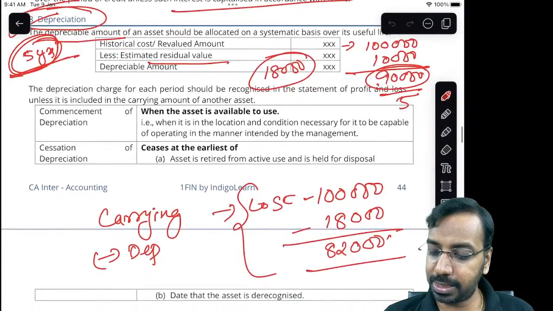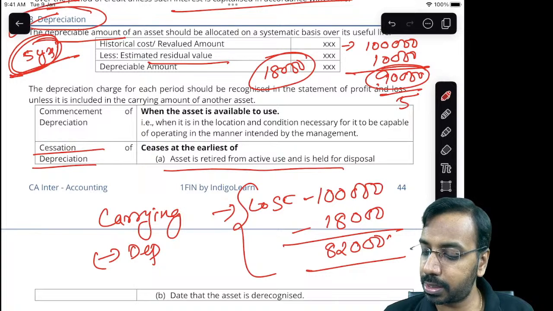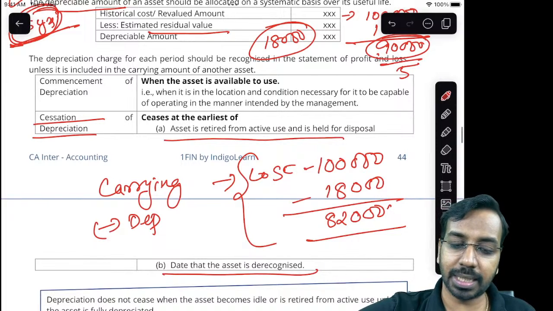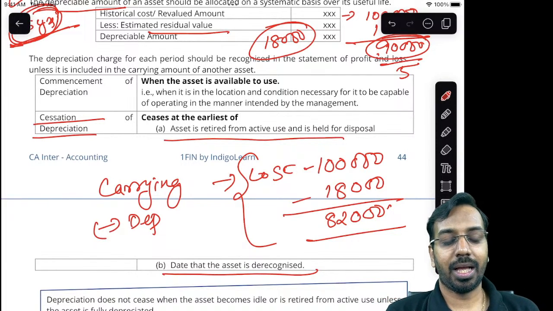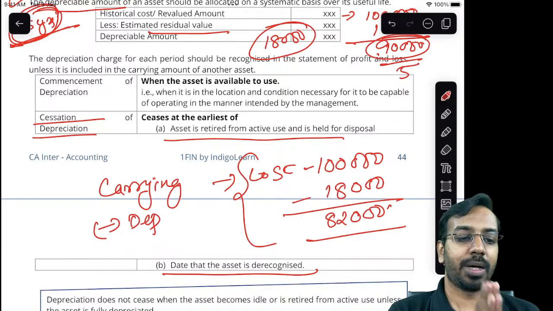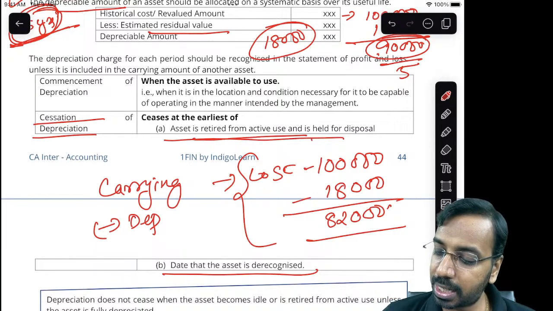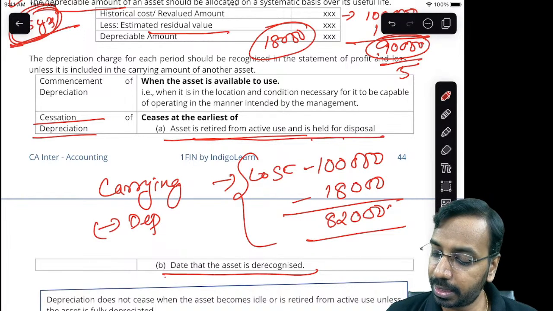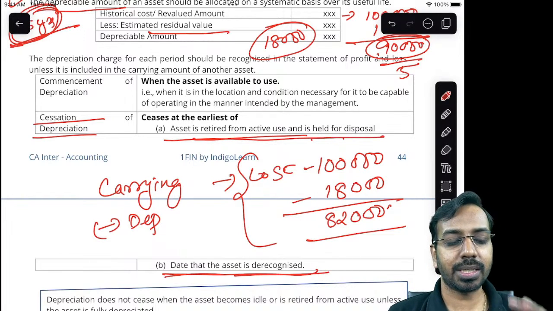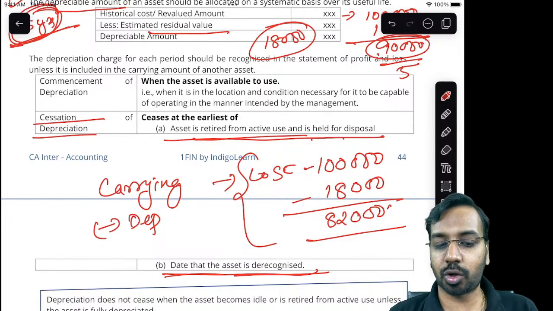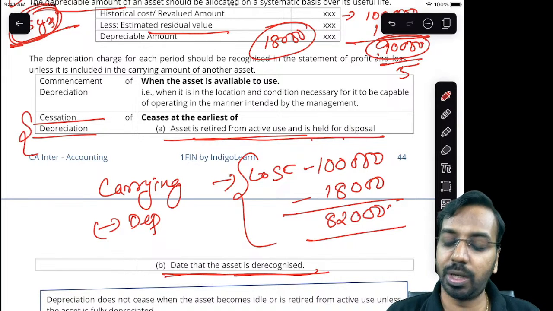Now what the standard also says is the depreciation should stop when the asset is retired from active use and is held for disposal, or the asset is derecognized. So when should we stop charging depreciation? The day I say I am no longer using this particular asset, I want to sell it. So if I have retired it from active use and held for disposal, or the date on which the asset is derecognized. Derecognized means either I have sold it off, or I am no longer carrying that asset in my books, it has been destroyed, whatever it is. In these two scenarios, you will not charge depreciation.